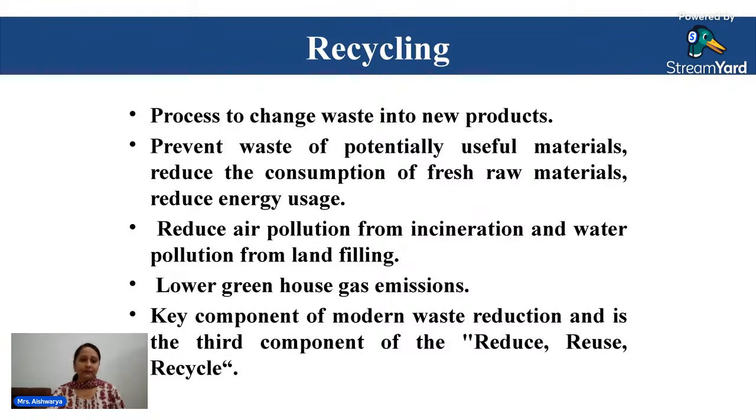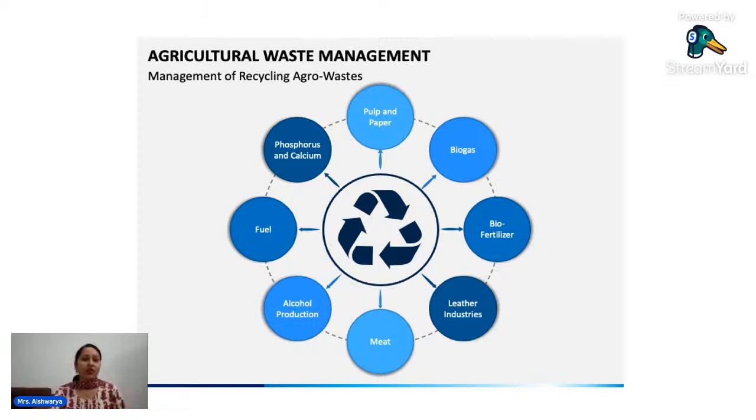Next is our agricultural waste management. The end products of agricultural waste management are pulp and paper, biogas, biofertilizer, leather industries, alcohol production, fuel production, and phosphorus and calcium production out of the agricultural waste. Biogas is produced from animal dung, which is put into the biogas plant, and the results come as fuel, light, and biofertilizer.